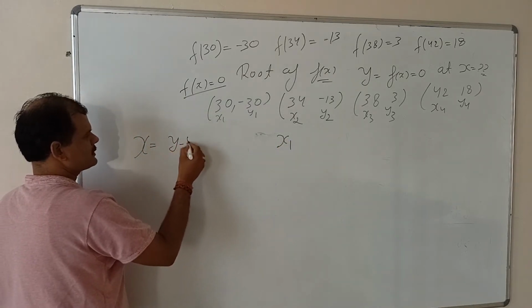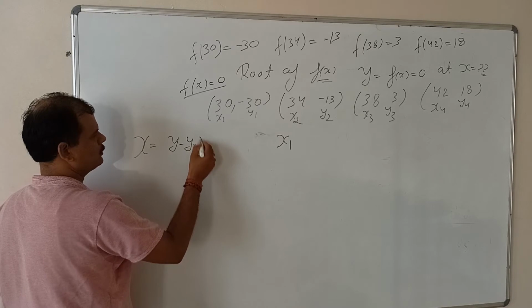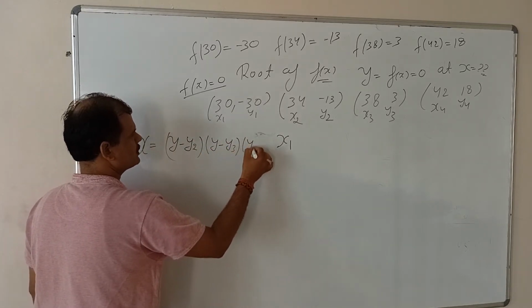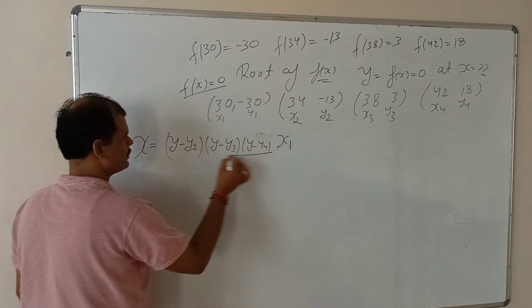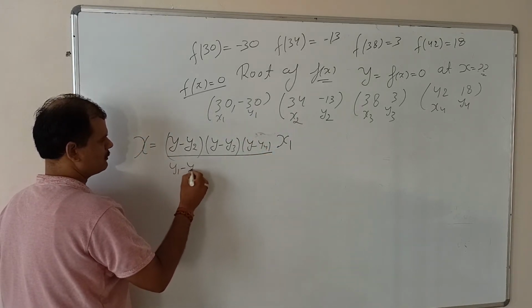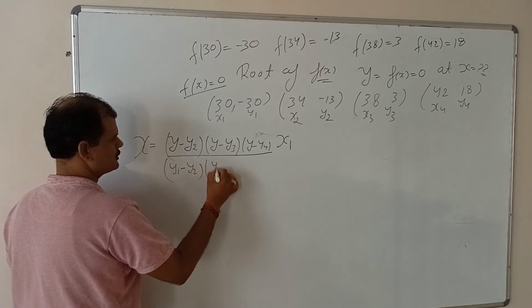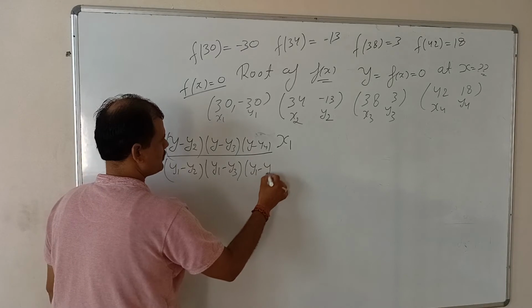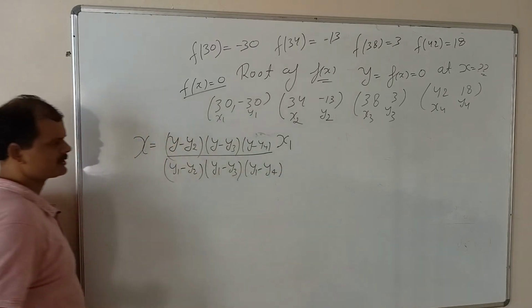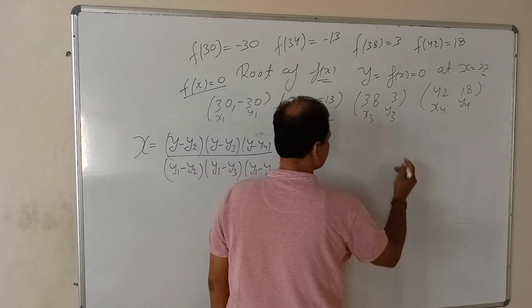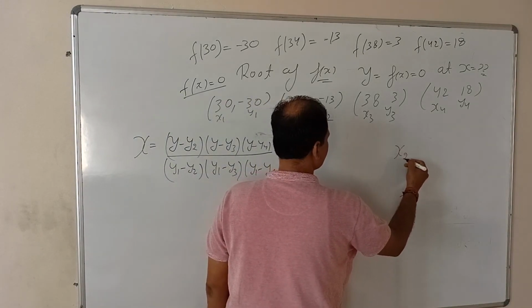So (y − y2)(y − y3)(y − y4) divided by (y1 − y2)(y1 − y3)(y1 − y4). This is the first term, right? Plus, the same way, you can write the second, third and fourth terms.